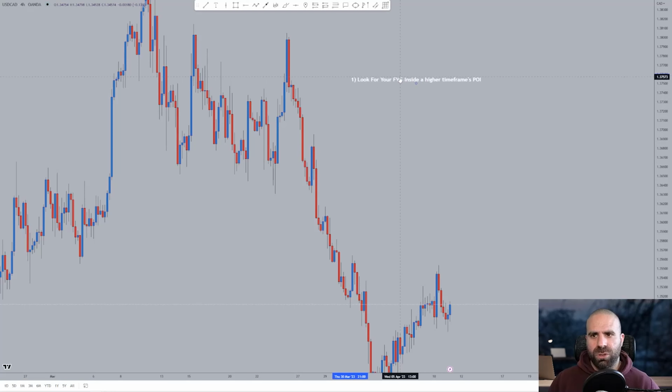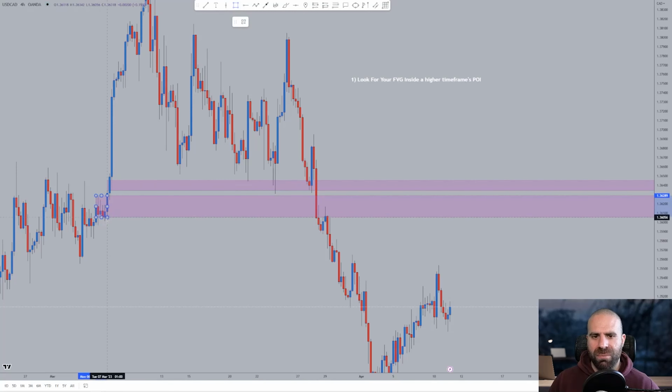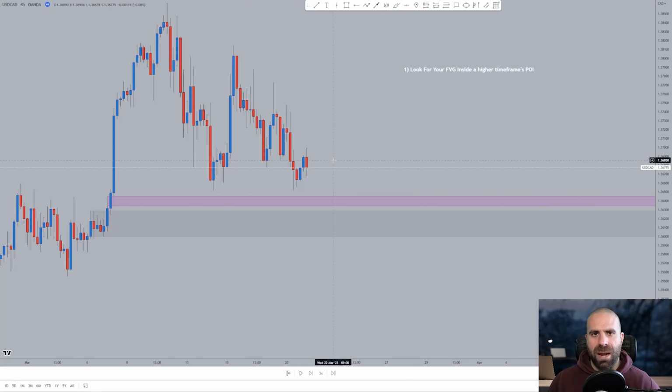And this is a very beautiful example that I'm gonna show you once again. A higher time frame's point of interest, as we said, is either a fair value gap such as this one, or an order block, which can be this whole area right here. Now you have to proceed to step number two.